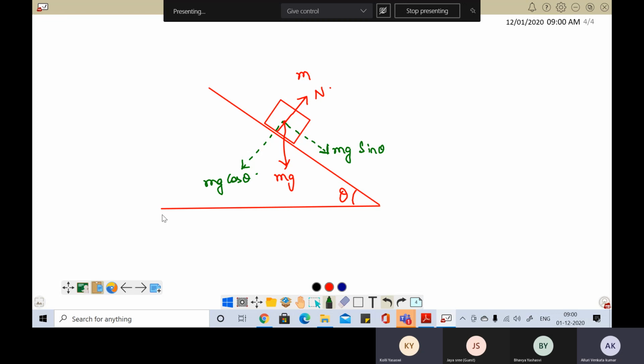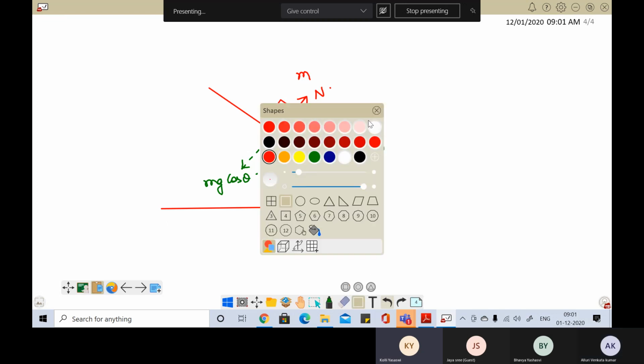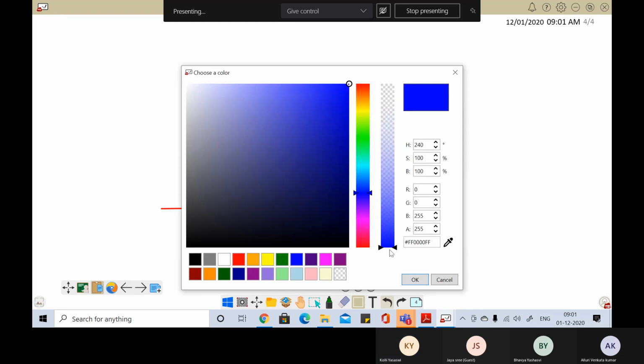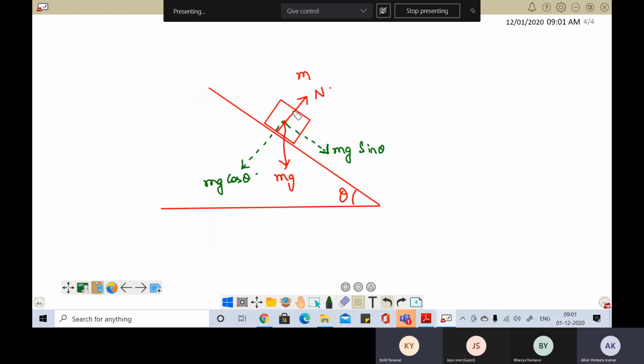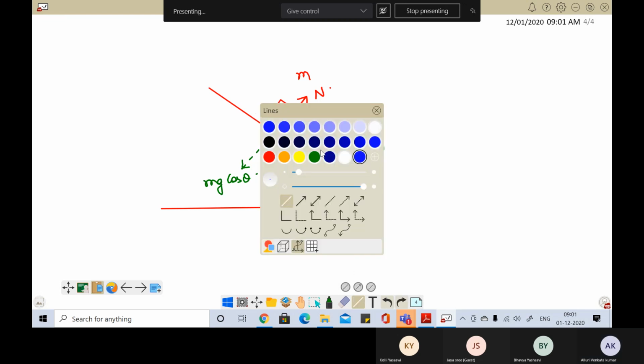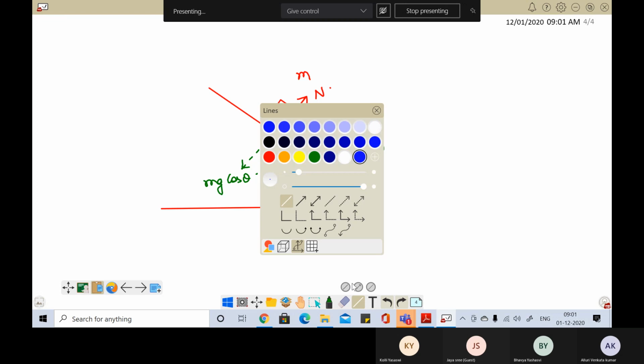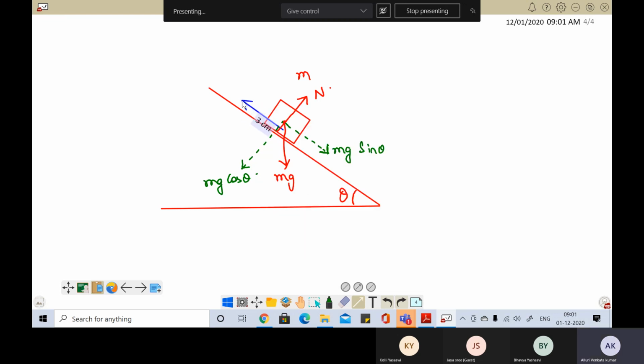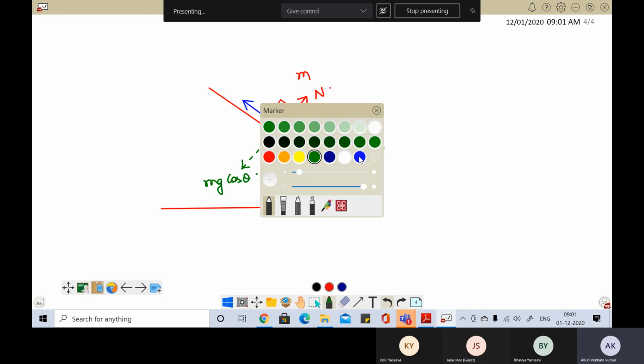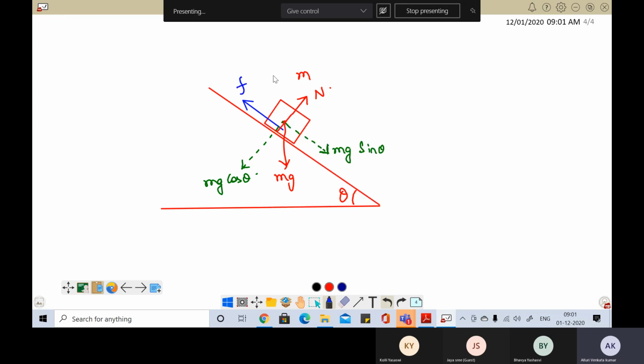Sir, frictional force. Correct. Frictional force is on which side? Sir, opposite to the motion, so it will be towards upwards. Towards upwards. Okay, so that means here like this. Let us say we call that F.